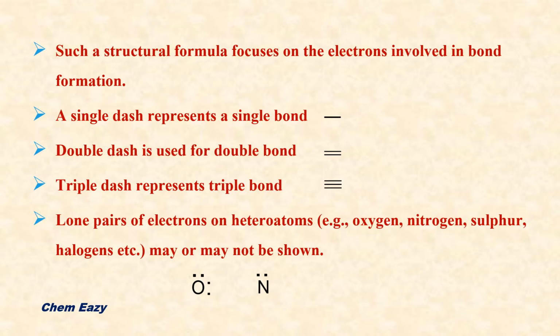Then the lone pairs of electrons on heteroatoms like oxygen, nitrogen, sulfur and halogens may or may not be shown. It means for oxygen, these are the lone pairs of electrons, and for nitrogen this is a lone pair of electrons. So these lone pairs of electrons can be shown or they may not be shown.